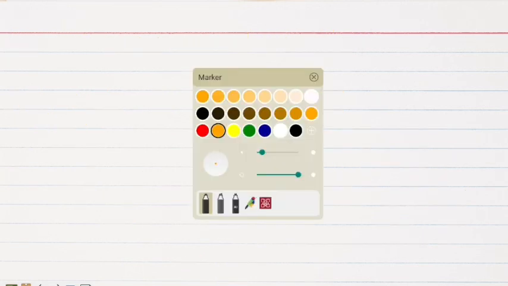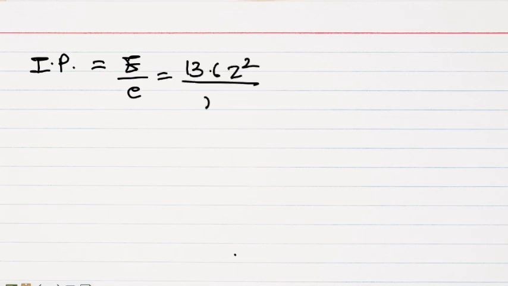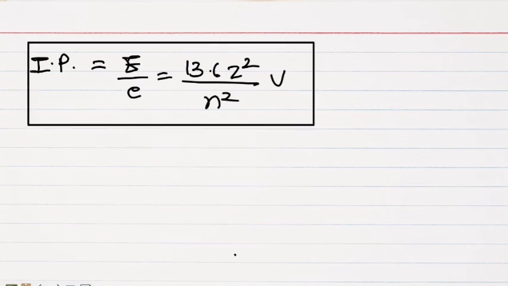So now when we conclude, what do we get? We get that the ionization potential, which we can represent by IP, is always equal to the energy of ionization upon e. So it is 13.6 Z square upon N square volt. So this is the value of ionization potential, and you have to remember this part.